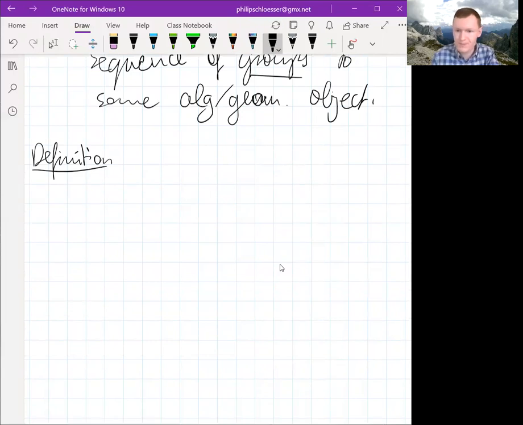Okay, so we're going to be talking about chain complexes and cochain complexes of modules. In theory, we can do this with any kind of abelian category, but never mind, I guess.